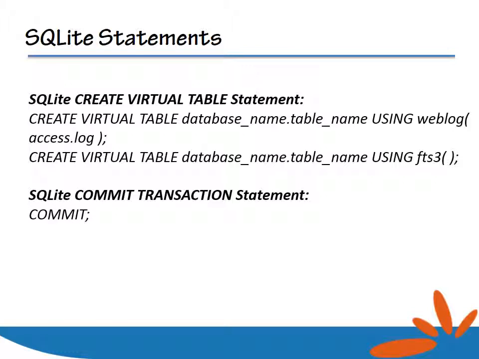But what is a virtual table? A virtual table is an object that is registered in an open SQLite database connection. From the perspective of an SQLite statement, a virtual table is an interface to an external storage or computation engine that appears to be a table but does not actually store information in a database file. Then, followed by the SQLite commit transaction statement, the code is COMMIT.